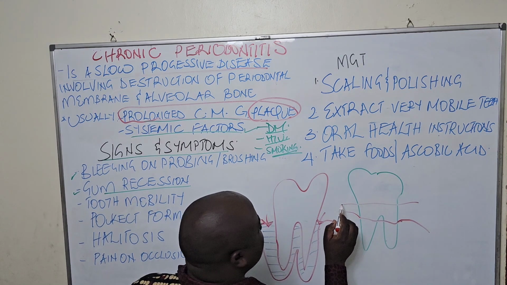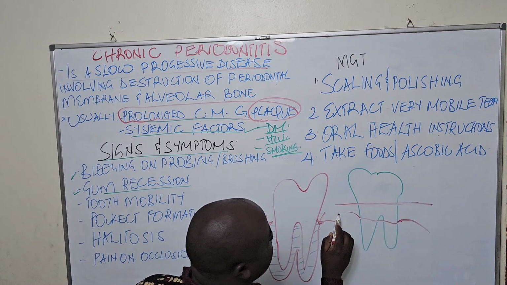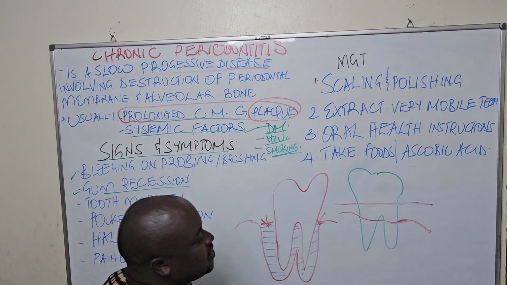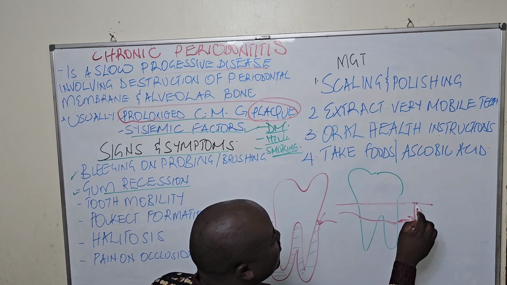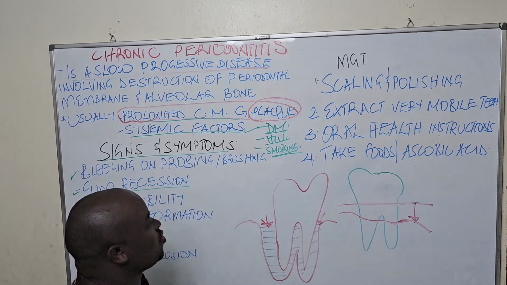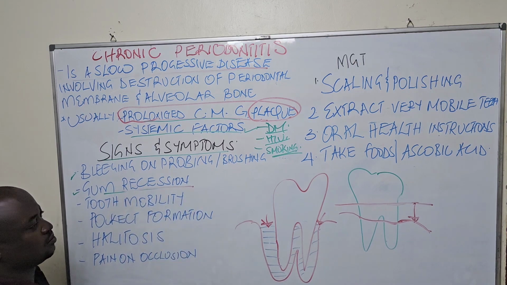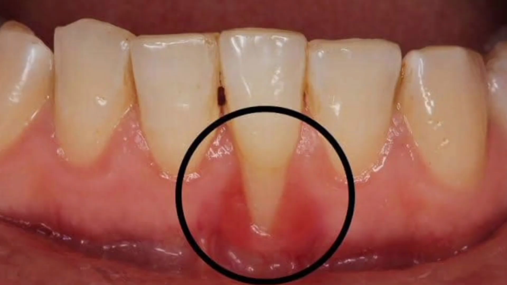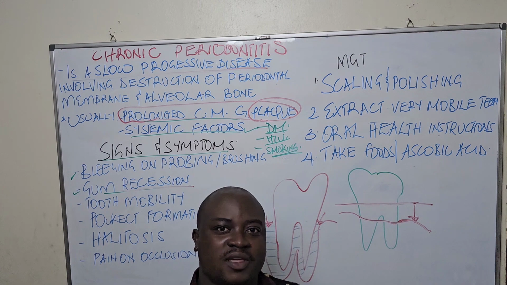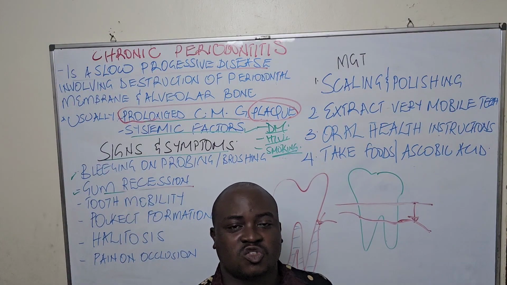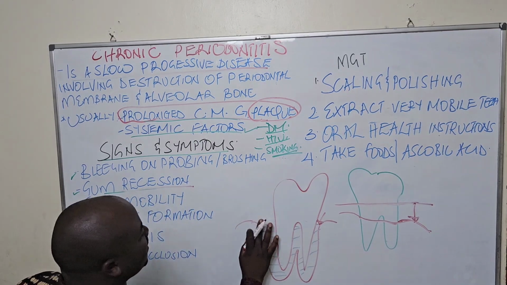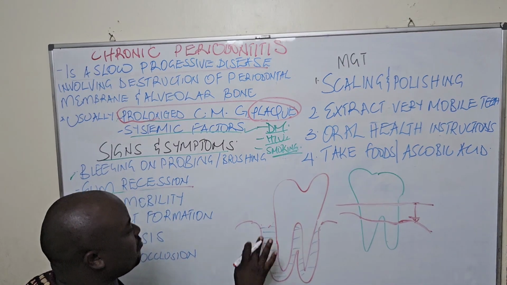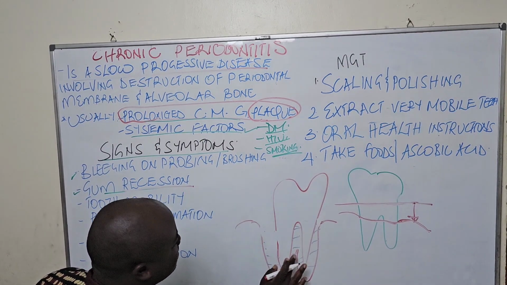Remember, this was the level of the gum, but in many people we shall see the roots are seen. So the movement of the gum level from this level to this one is what you call gum recession. Gum recession is a cardinal sign of chronic periodontitis. It is also associated with tooth mobility. You are going to find the tooth mobile, because all this area here is destroyed.